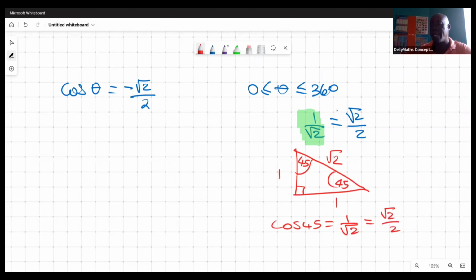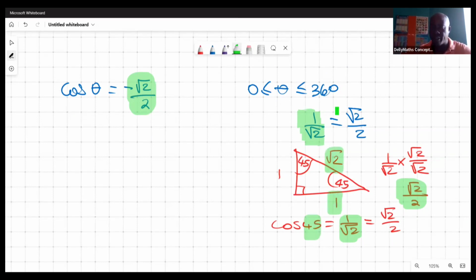And how did we get that? I could quickly give an example. 1 over root 2, if rationalized by multiplying the numerator and the denominator by root 2, we end up with root 2 at the top, and root 2 times root 2 gives 2. So 1 over root 2 is equivalent to root 2 over 2. So 45 degrees is the angle we're talking about, because adjacent over hypotenuse is 1 over root 2, which is root 2 over 2.